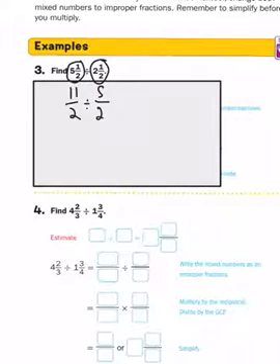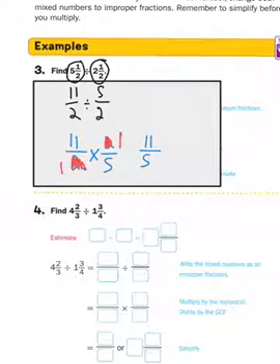Then I'm going to keep, change, flip. Keep it, change it, flip it. Then I'm going to bow tie reduce. 2 goes into itself 1 time. Last, I'm going to solve. I get 11/5, and since it's improper, I'm going to do 11 divided by 5, which is 2 1/5.